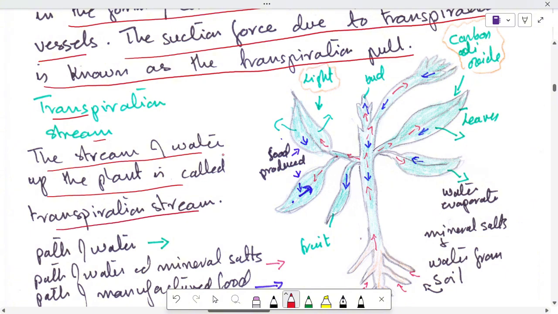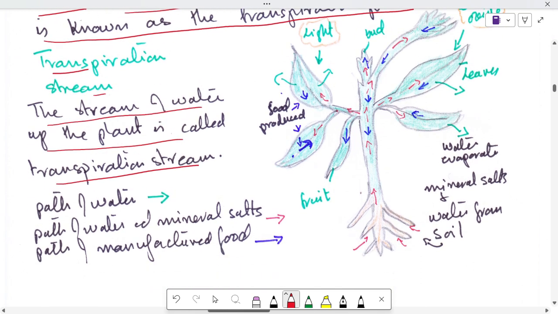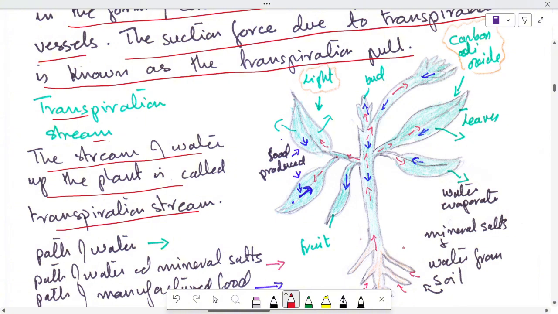Now you can see I have drawn a diagram of a plant on the right side. The path of water is shown by green arrows, the path of water and mineral salts by red arrows, and the path of manufactured food by blue arrows. You can see the water and mineral salts entering the roots from the soil and then moving upwards, going all the way to the leaves, up to the bud, and to all parts of the plant, but not into the fruit. And you can see the path of water evaporating out from the leaves.